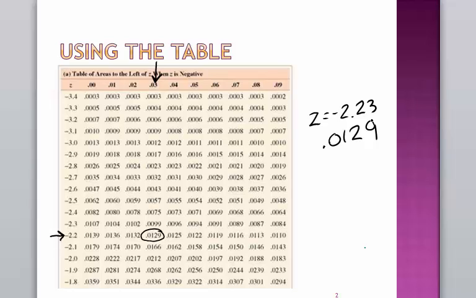And we're going to go ahead and do the other one while we're here. Our other z-score was negative 1.81. And so we're going to find the negative 1.8 and the 1 in the hundredths place. And we'll intersect those two to give an area of 0.0351.